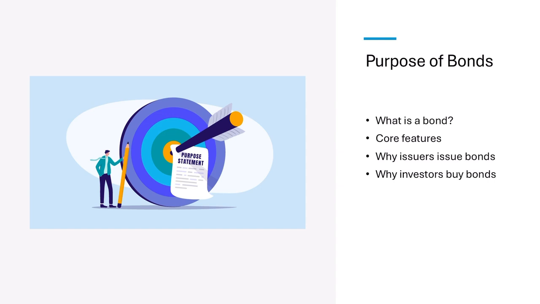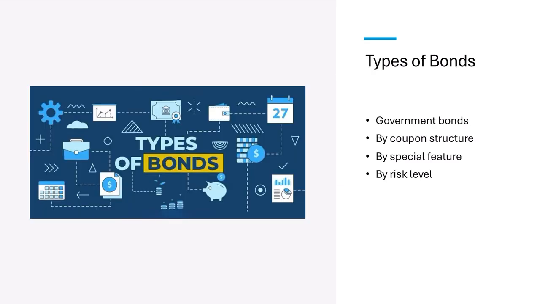Why should investors buy bonds? Investors should buy bonds for a steady income stream, lower risk than stocks, especially for government bonds, portfolio diversification, and potential tax advantages such as with municipal bonds. Next, moving on to the types of bonds.